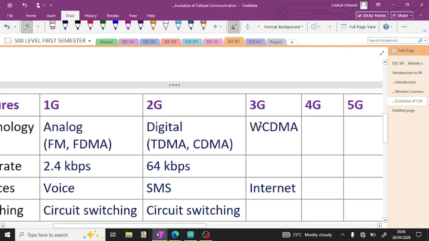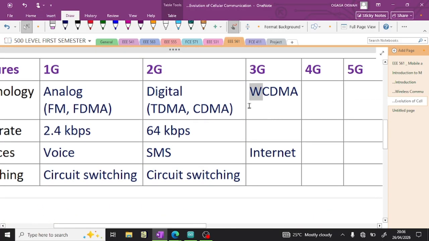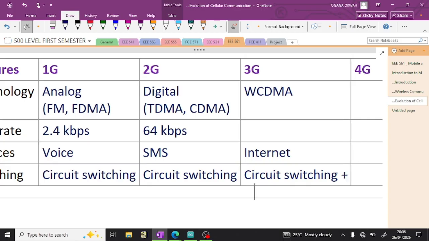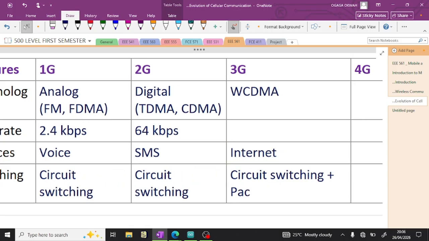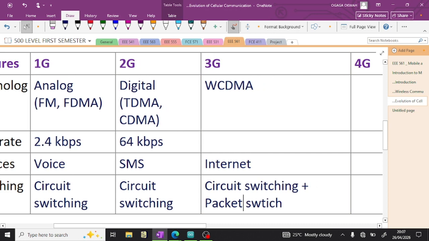So instead of having just a small range of frequency, we are now dealing with a wider range of frequency. So this is wideband code division multiple access. The code division multiple access is the same thing we explained before, but this one covers a wider range of frequencies. And for the kind of switching, circuit switching is still there, plus a new one which is called packet switching. I'm going to explain this one.